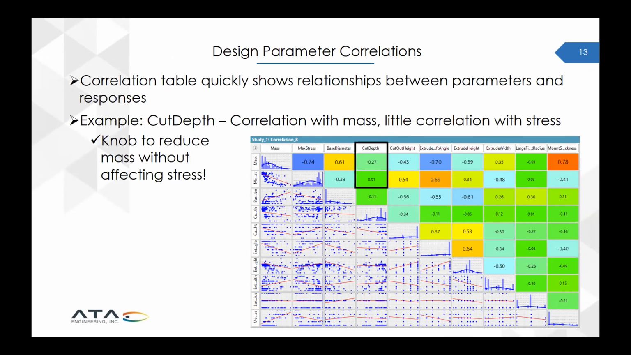One of the post-processing capabilities is the correlation table. This correlation table quickly shows relationships between parameters and responses. And this can be useful. For example, in this case, the cut depth parameter has a non-zero correlation with mass, but very little correlation with stress. So an analyst can say, okay, this is a knob that I can turn by changing this cut depth to really affect my mass without really having any effect on stress.